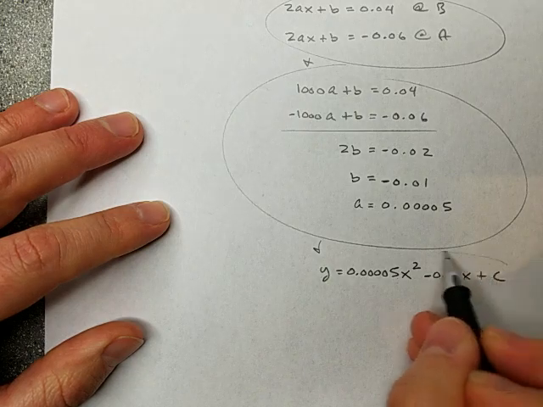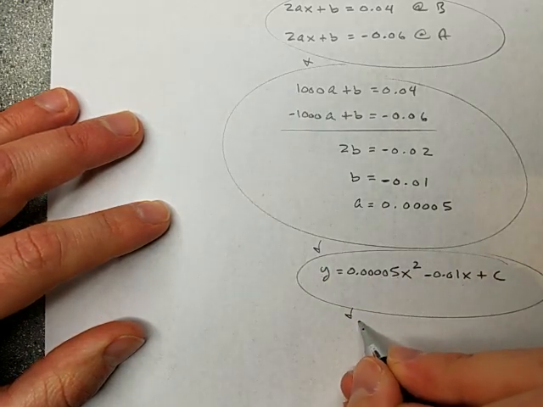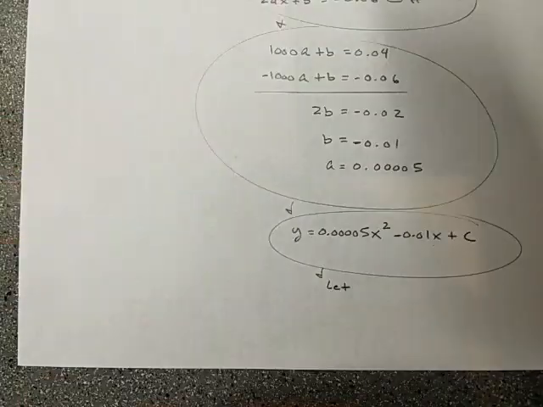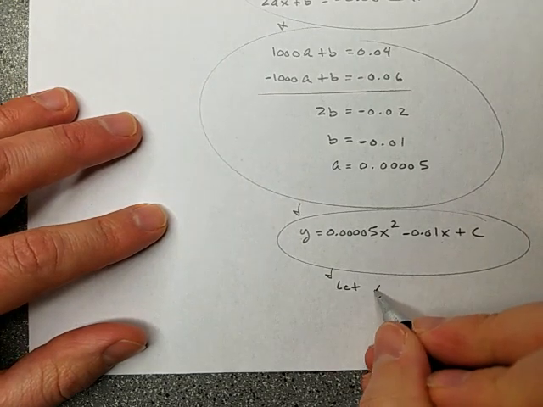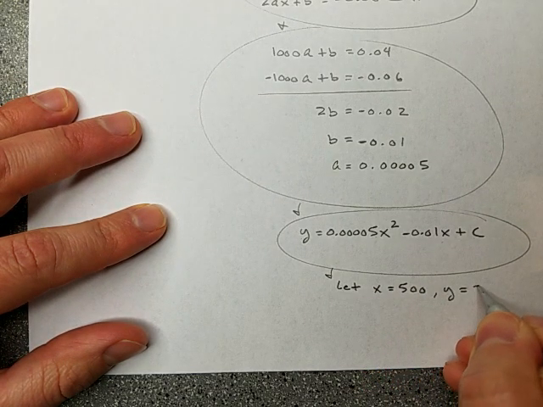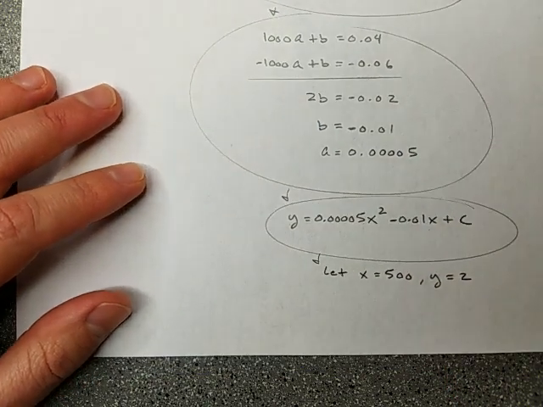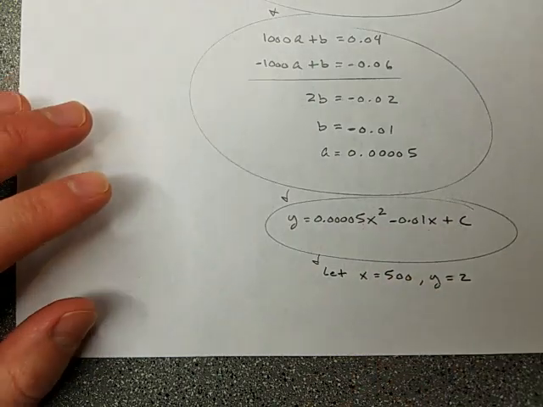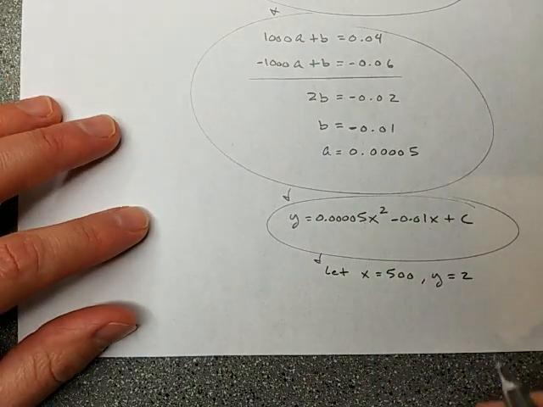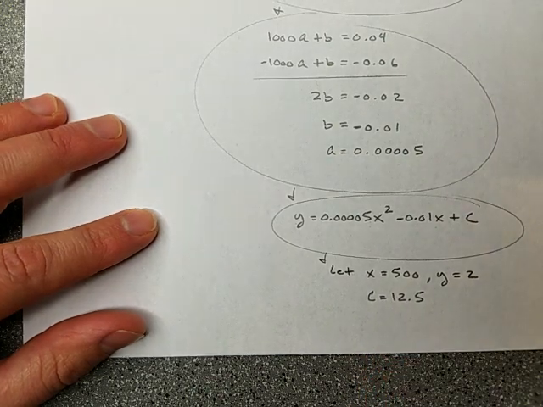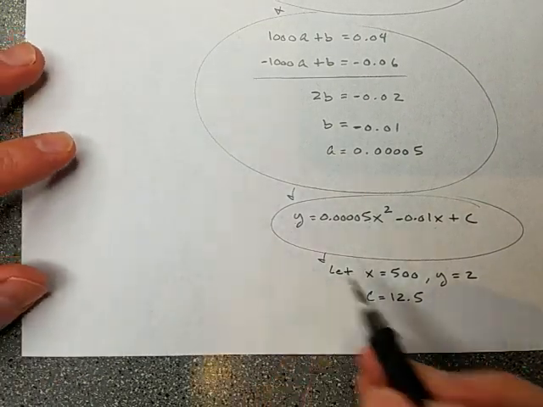So how about this? Since it doesn't matter, I'll use this one. Okay? So I'll let x be 500, and I'll let y be 20, and I'll just put them in. Okay? Solve for c. It's pretty easy to do with a calculator. So you'll get c is equal to 12.5. All right? All right, so here's my final answer.